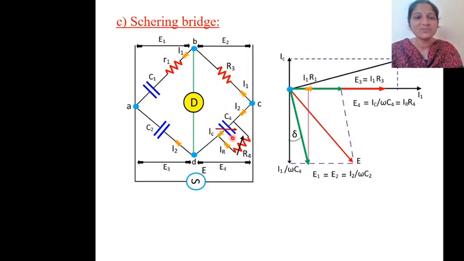Z4 is equal to R4 parallel 1 by j omega C4. So that means R4 into 1 by j omega C4 divided by R4 plus 1 by j omega C4. That means for two resistors in parallel, R1 R2 divided by R1 plus R2. Substituting those, the same formula applies here.